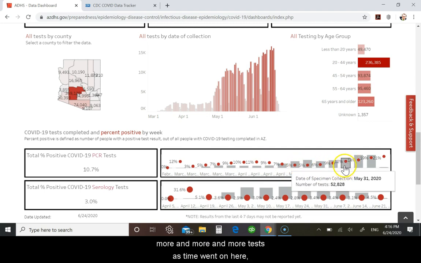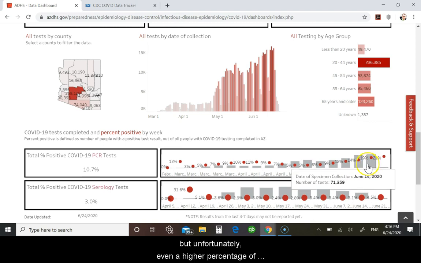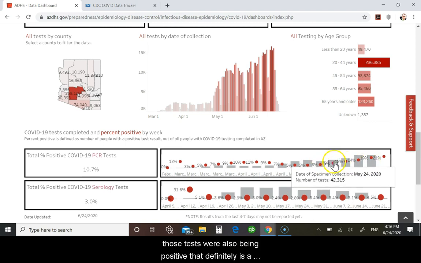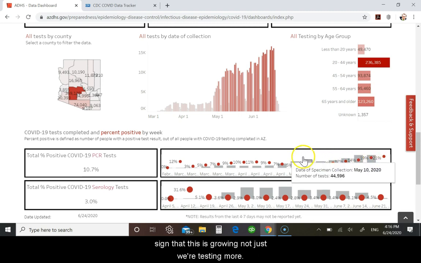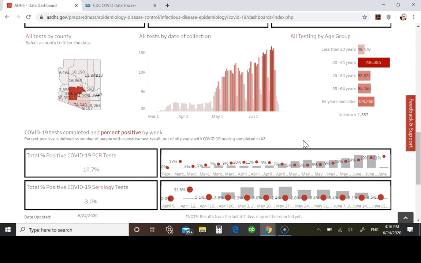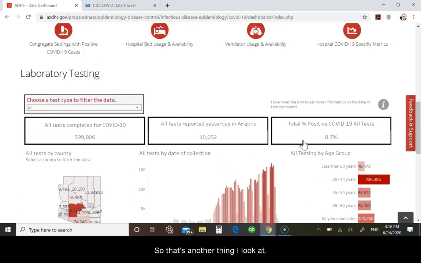So in this case, we were doing more and more tests as time went on. But unfortunately, an even higher percentage of those tests were also positive. So that definitely is a sign that this is growing, not just that we're testing more. So that's another thing I look at.